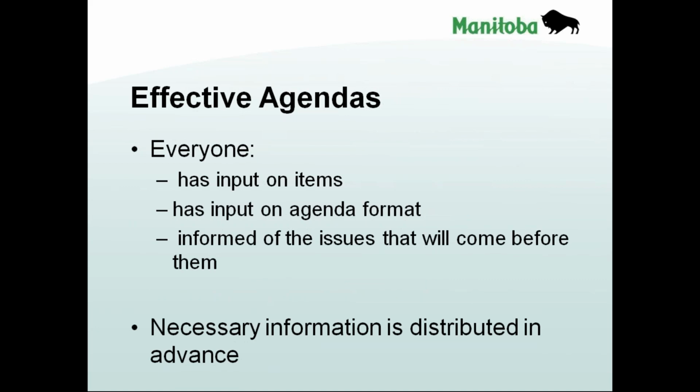To ensure that meeting agendas are effective, the entire meeting group should be consulted for input on agenda items. This can be done by requesting proposals for agenda items in advance of the meeting. The meeting chair and sometimes secretary or other executive members should work together to develop the agenda based on these and other standing items. The meeting participants should also have input on the format of the meeting agenda.